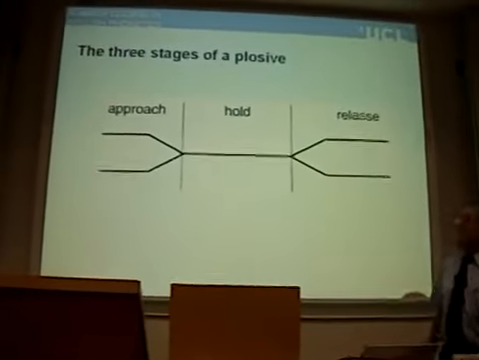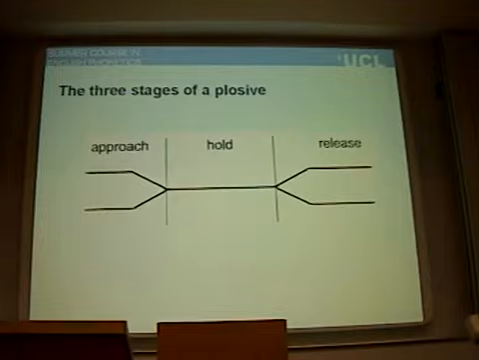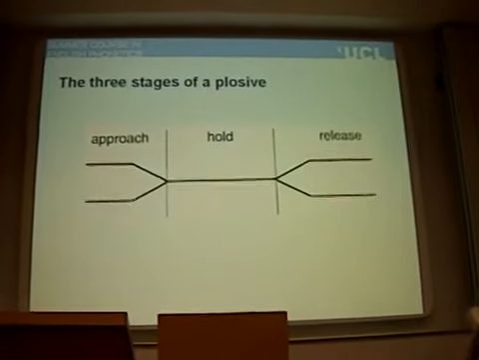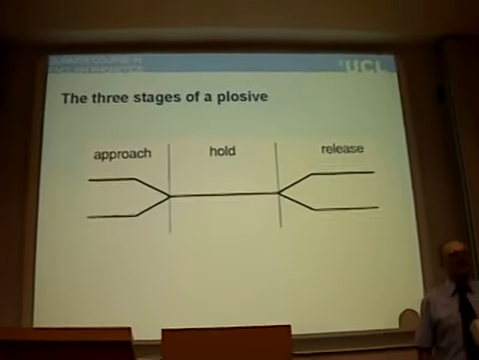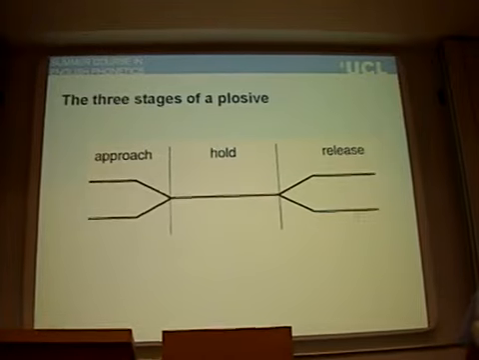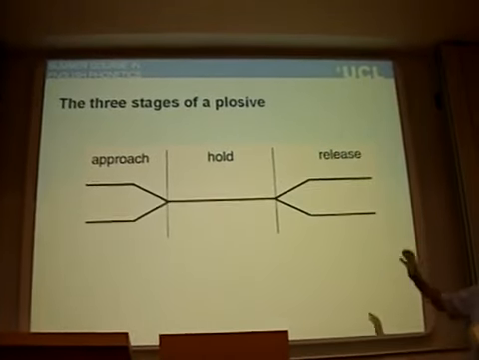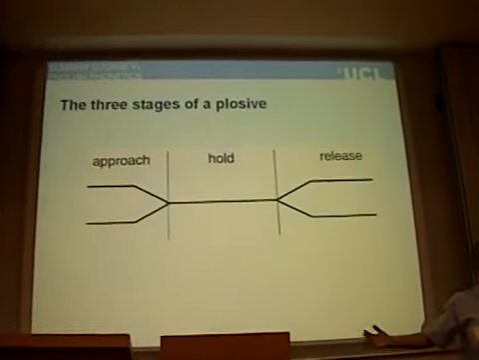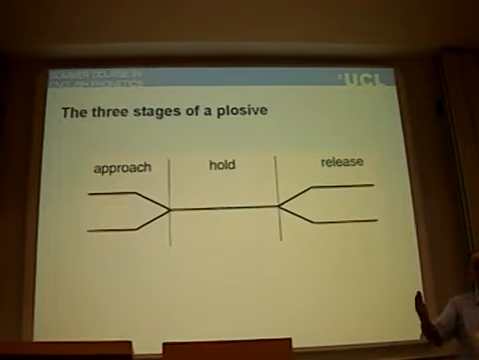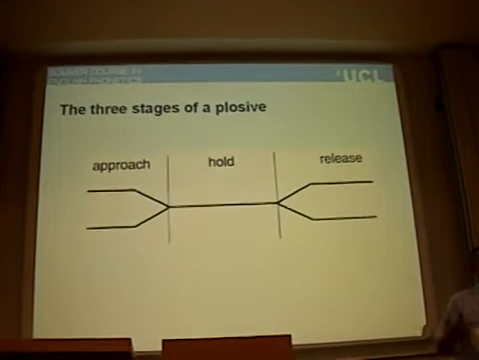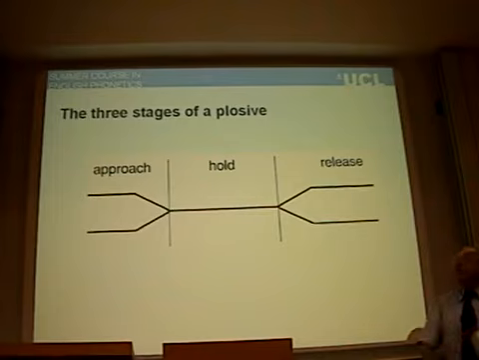Okay, now let's look in more detail at plosives. I did touch on this the other day. We can identify three stages in the production of any plosive. The approach, the beginning, during which the organs concerned come together. The articulators approach one another.